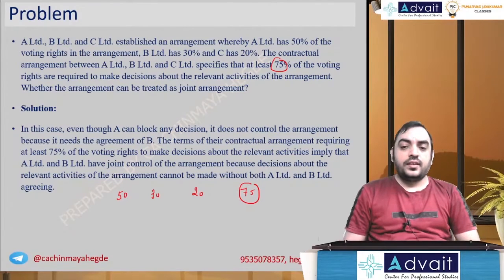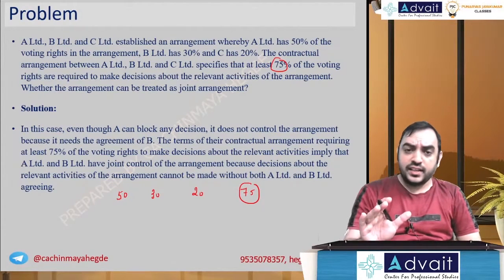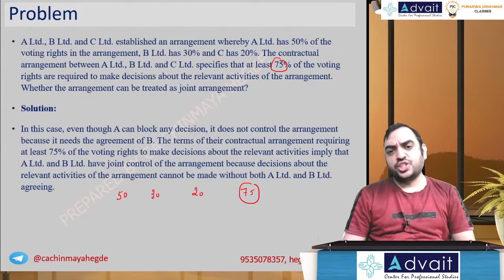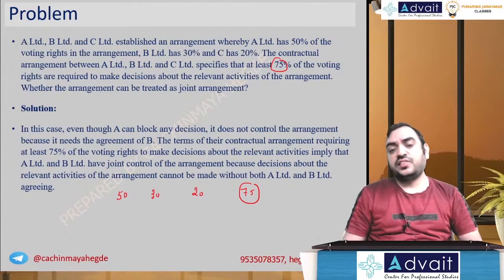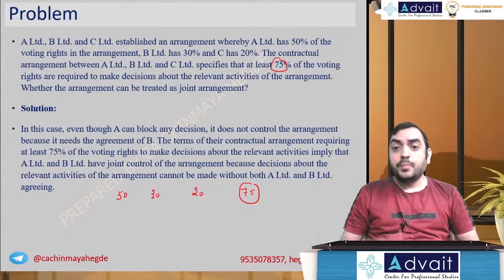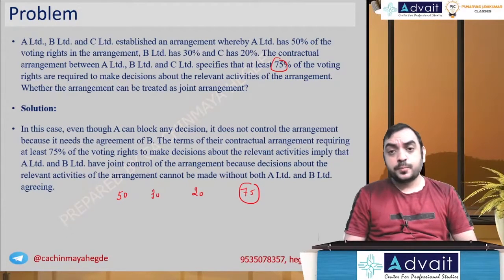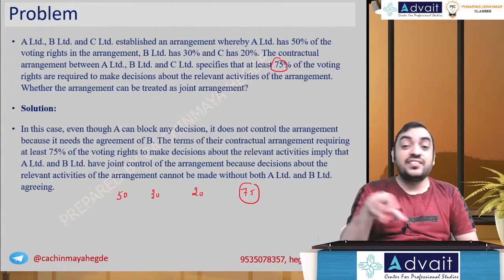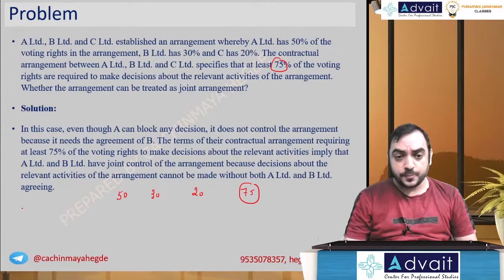Now here, directly they don't have a contractual arrangement between A, B and C. A, B and C are having 50, 30, 20, but A and B have not made an arrangement. B and C have not made an arrangement. A and C have not made an arrangement. So there is no explicit arrangement. So you should make sure that there is no explicit contractual arrangement.